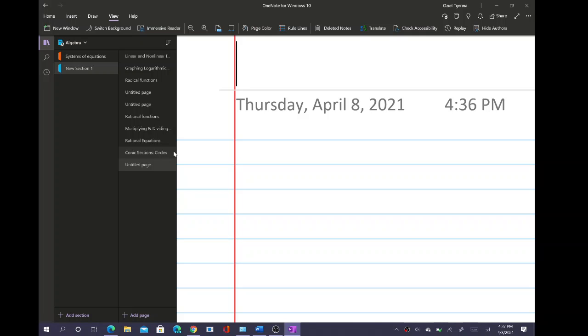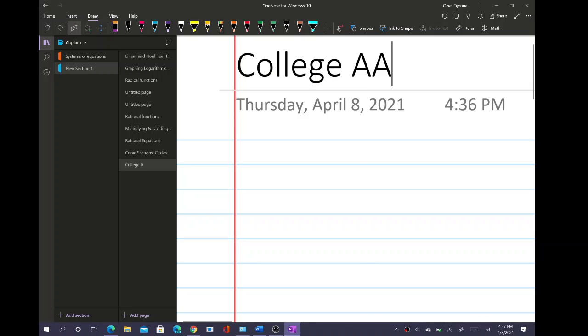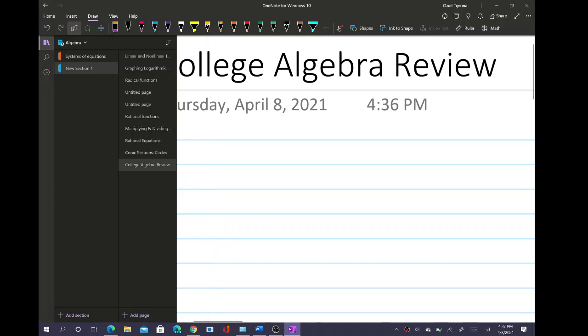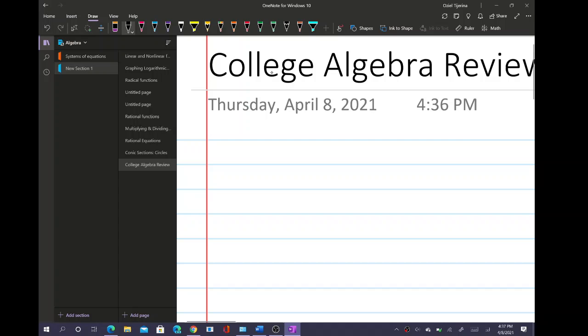The first thing that I want to focus on is a function. So first I'm going to actually title this. Okay, so the first thing that I want to focus on is functions. So what is a function, right?